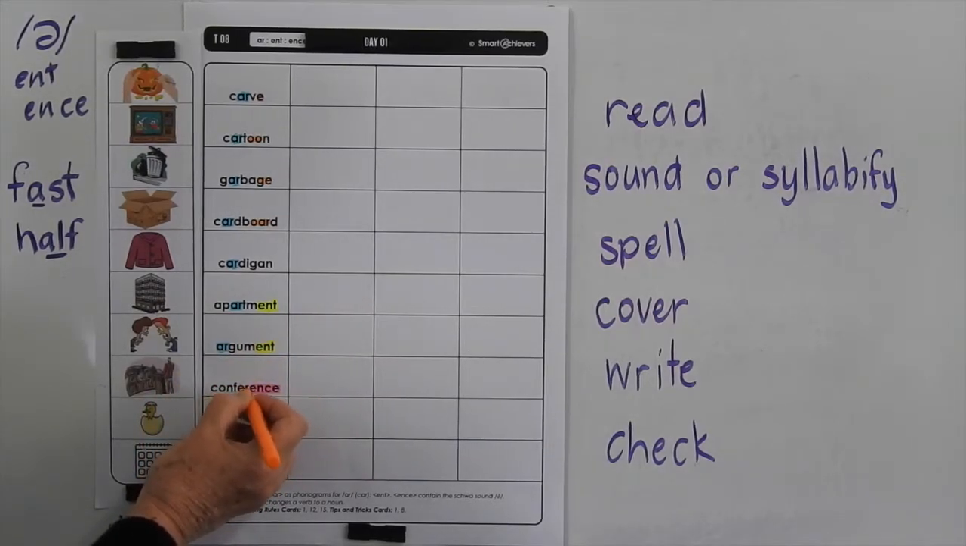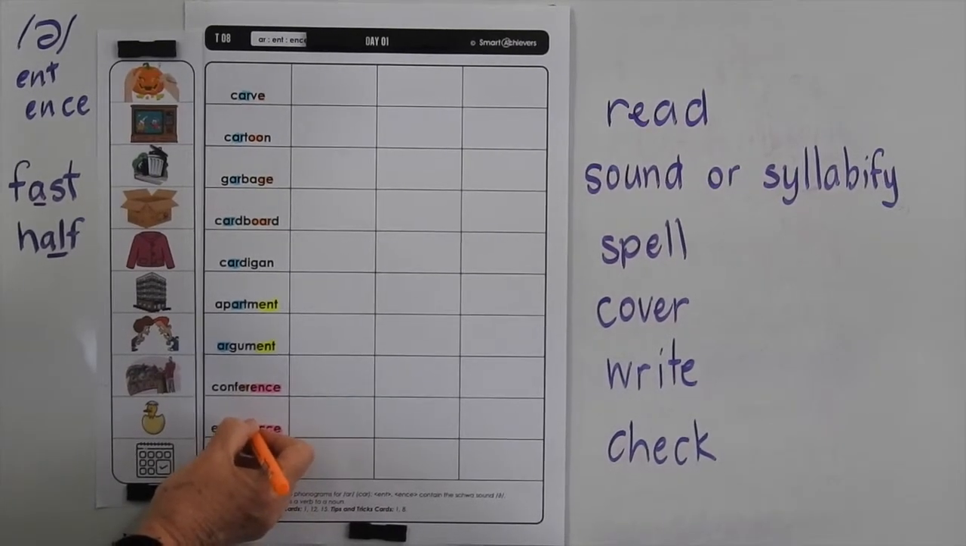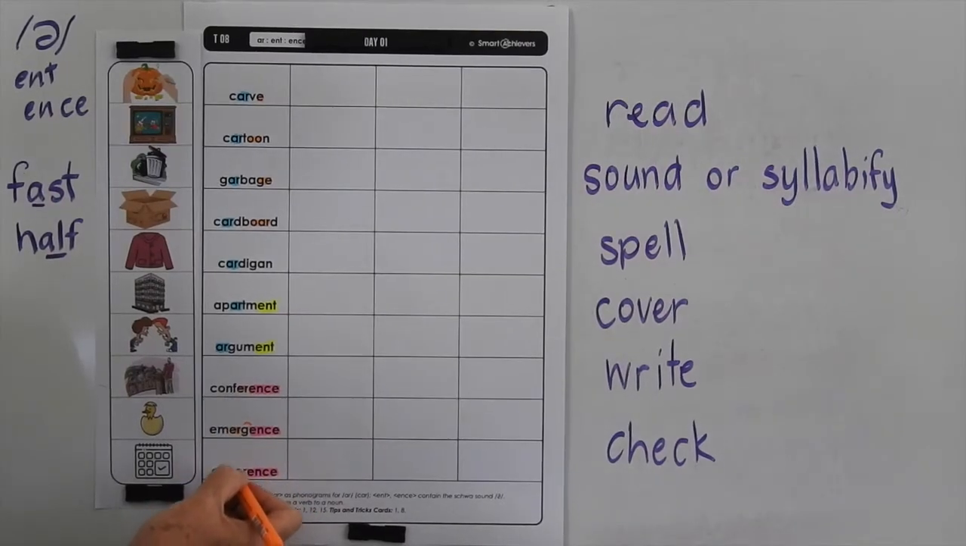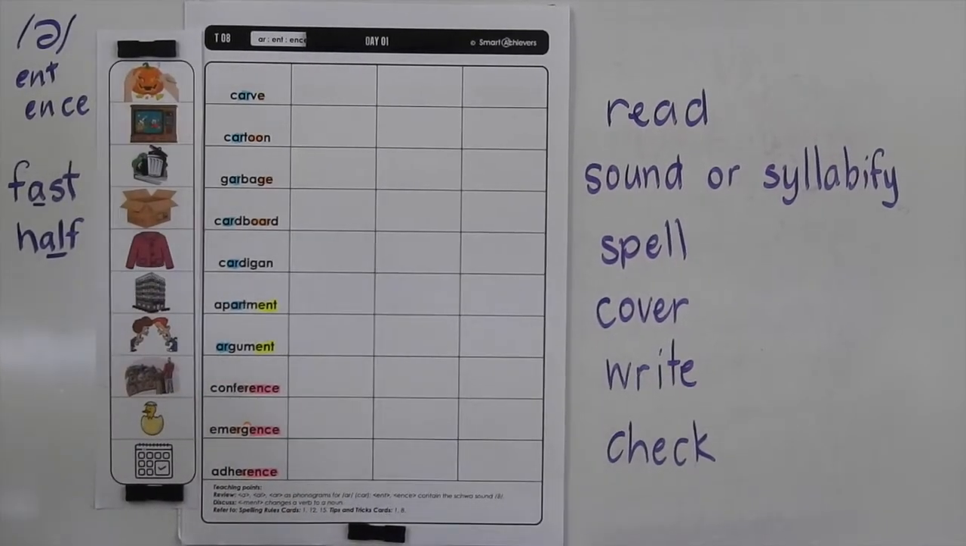You've got an ER in conference and emergence, and once again you've got the GE making that G make its soft sound in there, and adherence, you've got an ER in there as well for the R controlled vowel. Okay, let's go back and look at what these words mean.